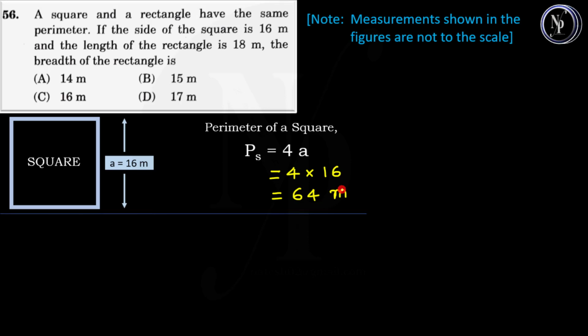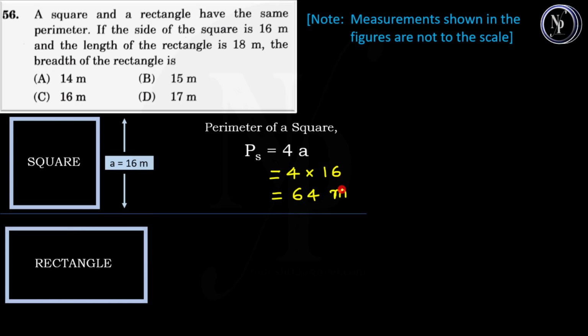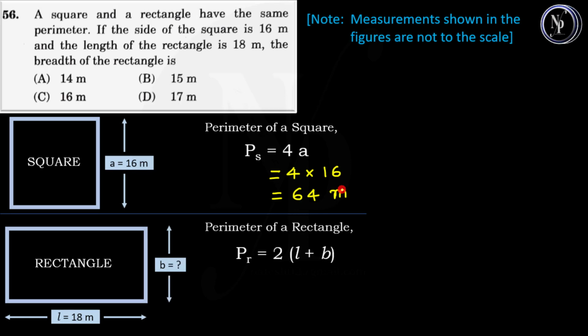Similarly, let us find the perimeter of the given rectangle, whose length is given as 18 meters and breadth is to be determined. We know that the formula for the perimeter of a rectangle is PR is equal to 2 times (L plus B). Let us substitute the length, which is 18 meters, so I write 18. B is to be found, so I keep it as B itself. Multiplying 2 into 18 is 36, plus 2 into B, 2B.